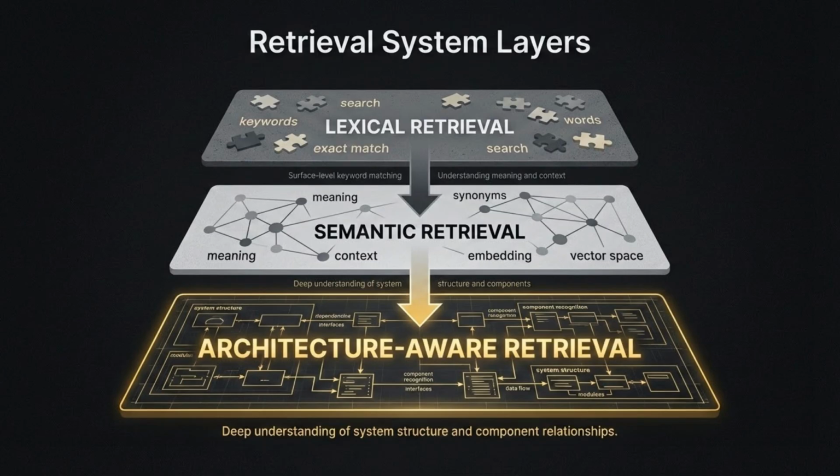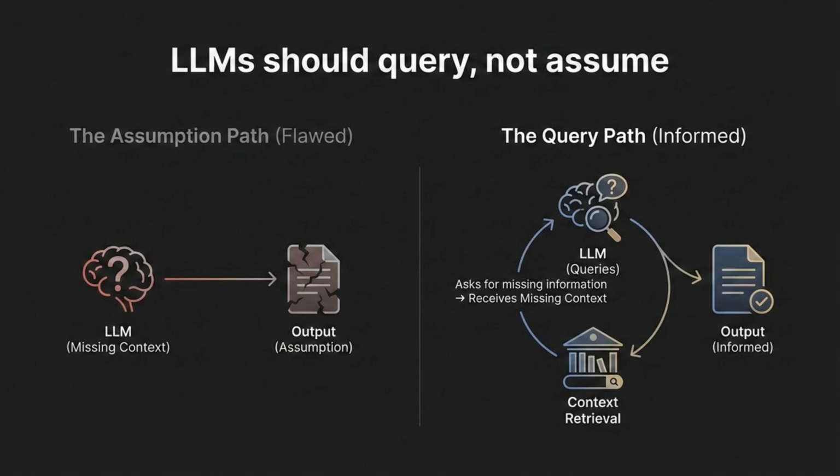We need advanced retrieval systems. Beyond simple lexical or semantic retrieval, we need architecture-aware retrieval that deeply understands system structure and component relationships to find the right context. Crucially, LLMs should query, not assume. Instead of assuming missing context and providing a flawed output, the LLM should proactively query the context retrieval system for missing information to provide an informed output.